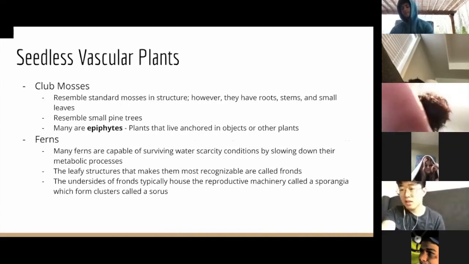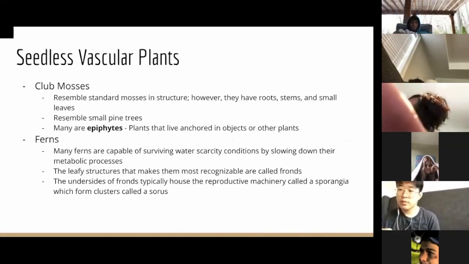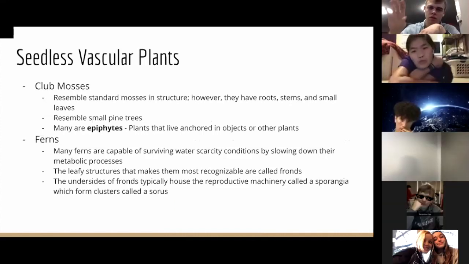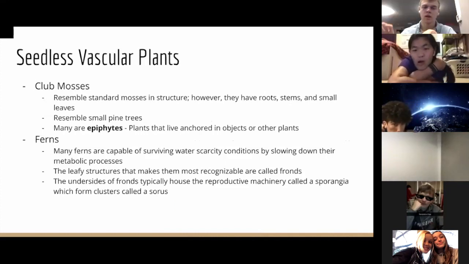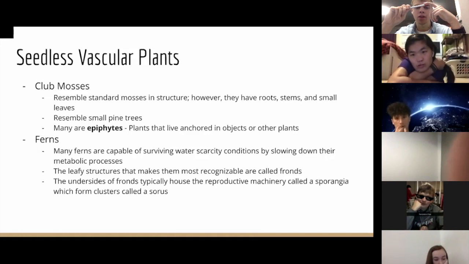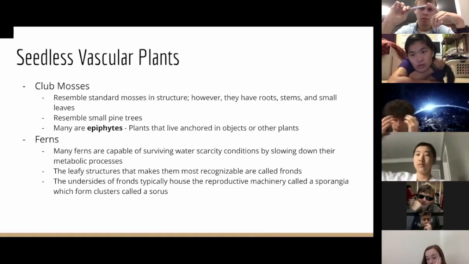Next, we just talked about non-vascular plants, and the other category is vascular plants. From vascular plants, you're going to see a lot of different types. You have seedless and seeded, and from seeded you have flowering and non-flowering, but we'll keep going on seedless vascular plants. Two types of seedless vascular plants are your club mosses and your ferns. The club mosses, they're going to look like small little pine trees. They have moss, like I said before.